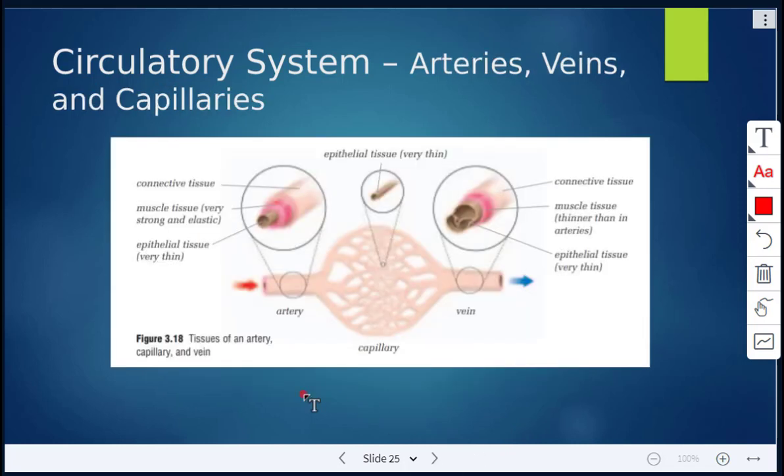All right, so here, again, just looking at tissues of an artery, capillary, and vein. So here we have artery, and on this side we have the vein. So here in this diagram, we can see the valve inside of the vein. And then this here would be the capillaries. So that network that joins the arteries and the veins together.